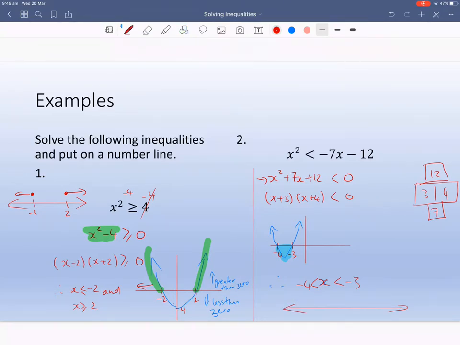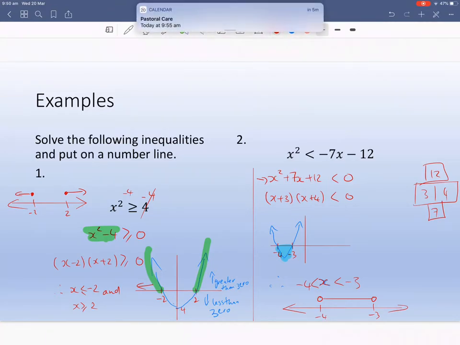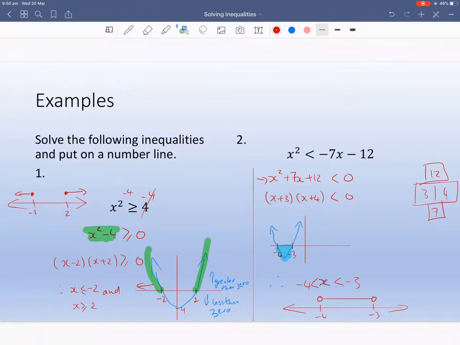Okay, so let's put that on a number line. Let's put the information in. So -4, -3. It's going to be empty circles because there's no equal sign, and it's going to be this region in there. Okay, so the best way to do it is to draw your graph, and you can clearly see if it's before or after, above the x-axis or below the x-axis.